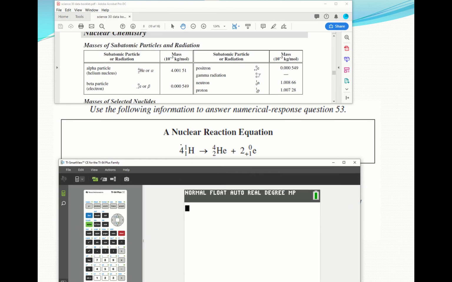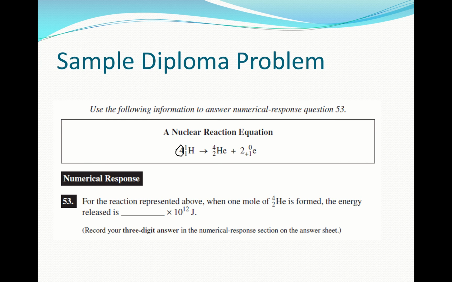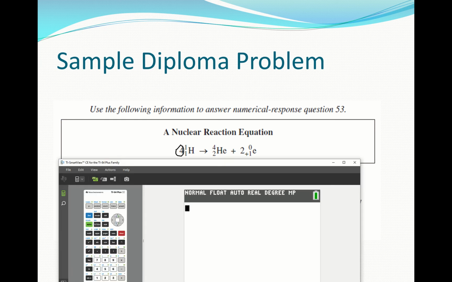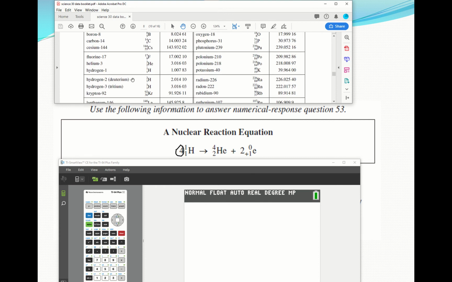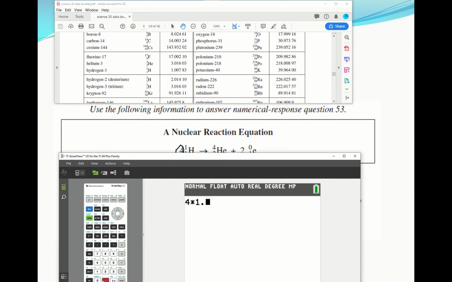Okay, so over here we have 4 of the hydrogen 1s. So I'll have to look up the mass of hydrogen 1, right? See how it looks the same? So we have 4 of them. So I want to go 4 times 1.00783. And remember, they're all times 10 to the negative 3. Okay, so that's the mass of my reactants.